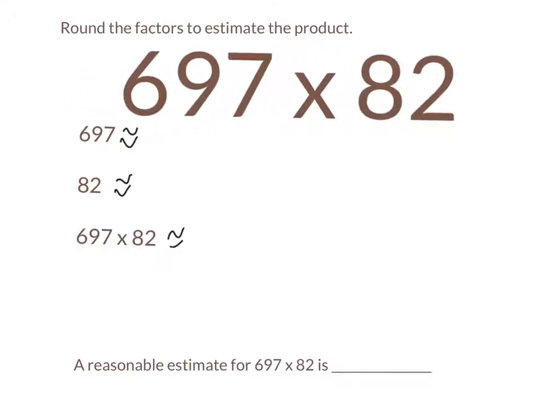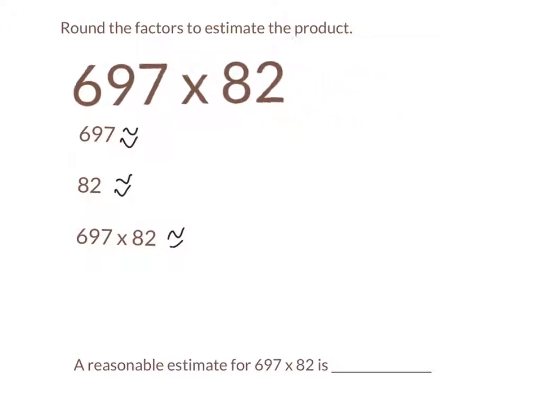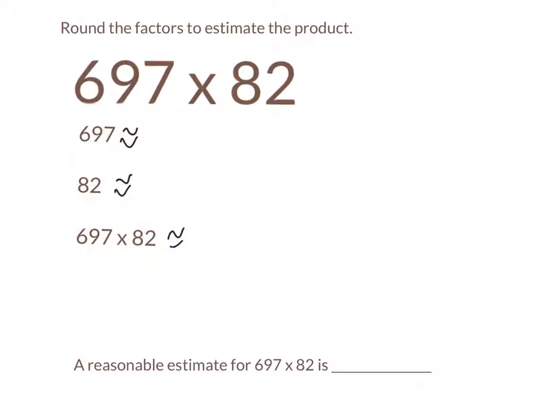Go ahead and write this problem in your notebook. 697 times 82. The directions say to round the factors. So both of these are factors, right? Because they're being multiplied by each other. Do we have any products here yet? No. We're going to round the factors in order to estimate the product. Do you see how there's wavy equal signs here? That means it's not exactly equal, but it means it's about. Okay? So when you draw wavy equal signs like this, that means it's about.